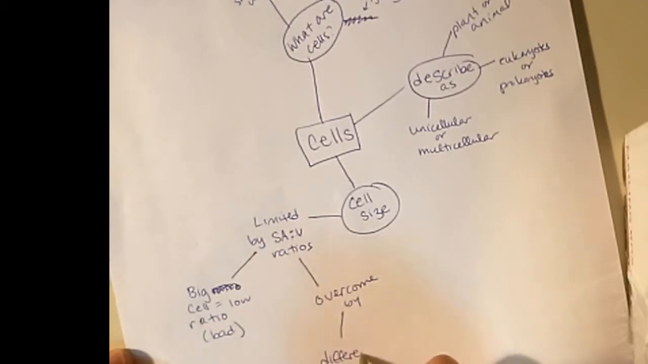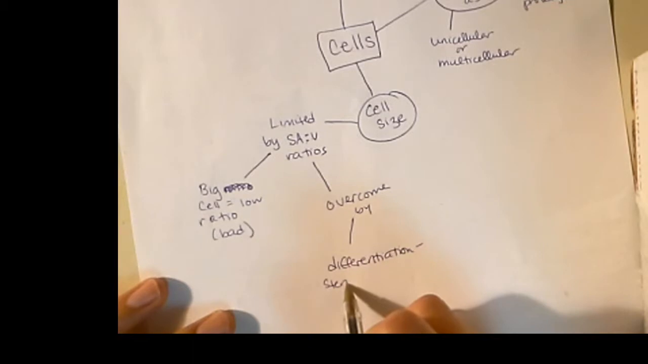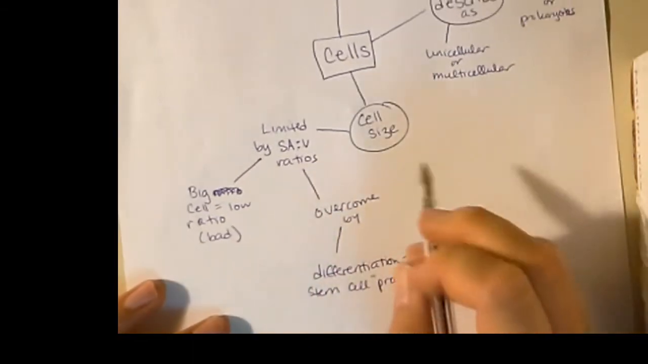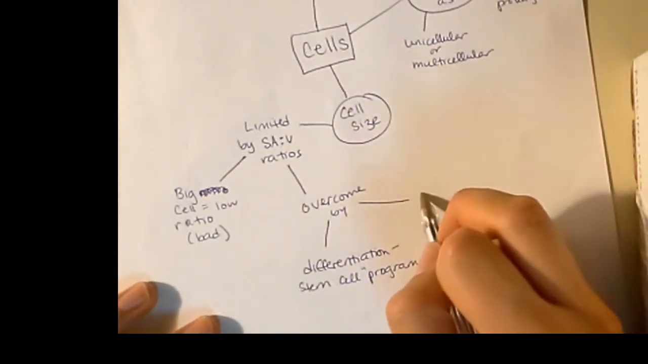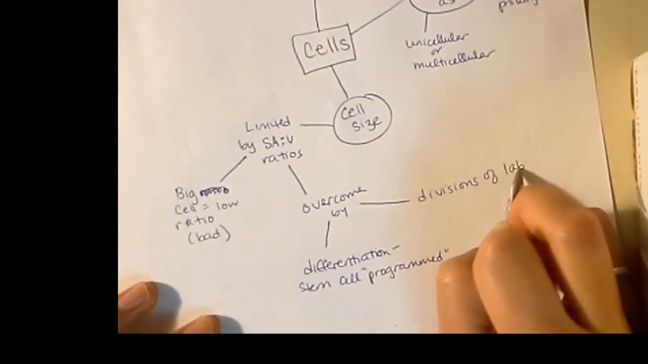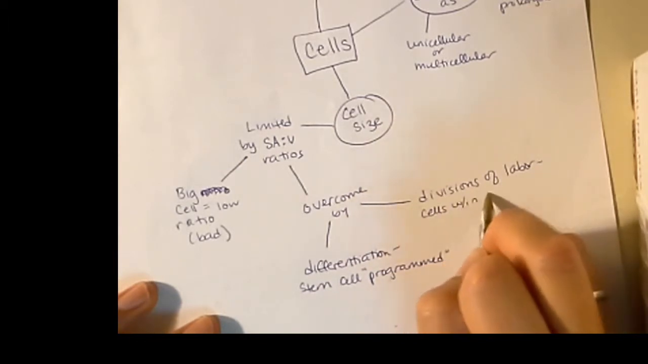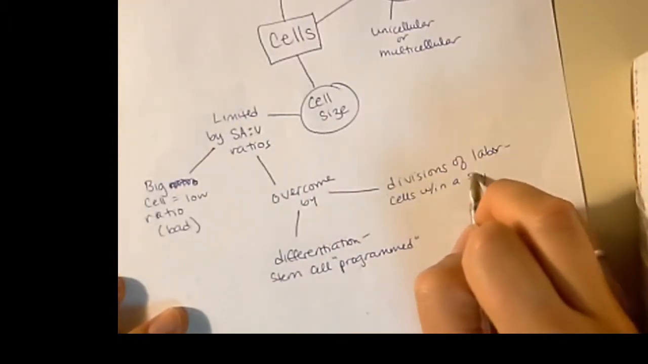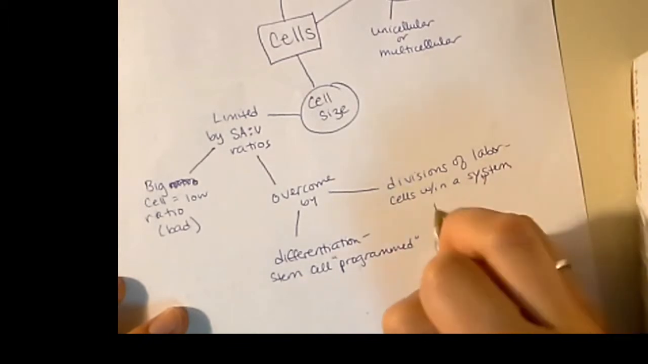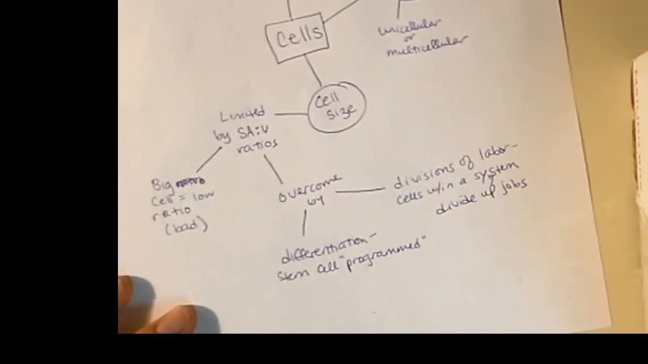Over here we can overcome this by two things. Differentiation, which is where we have a stem cell that gets programmed. And the other one was division of labor, that cells within a system divide up jobs. And that's what makes them more efficient.